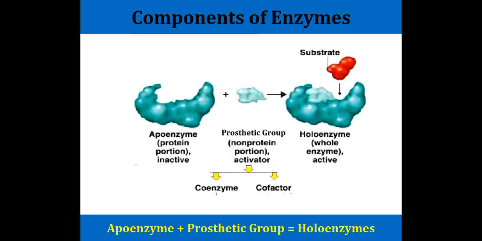Now, the structure of an enzyme shows two components: the apoenzyme, which is the protein part, and the prosthetic group, which is the non-protein portion of the enzyme. So apoenzyme plus prosthetic group gives the holoenzyme, that is the whole enzyme structure. So the two components of enzymes are the apoenzyme and the prosthetic group. Now the prosthetic group is of two types, coenzyme and cofactor. So what is the coenzyme and what is the cofactor? Now we will learn here.